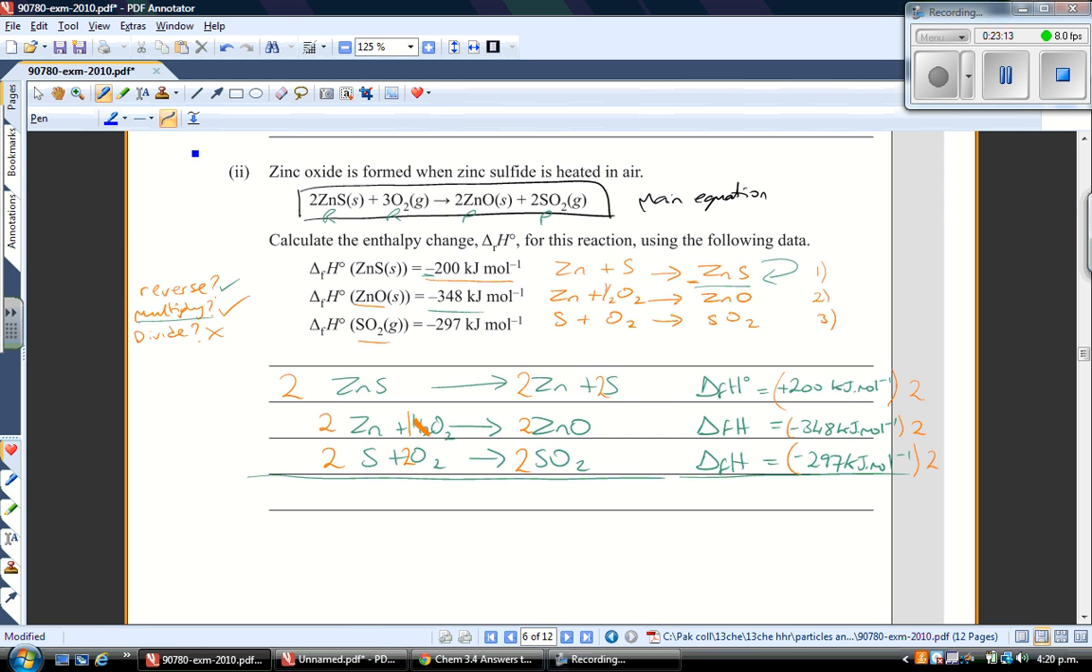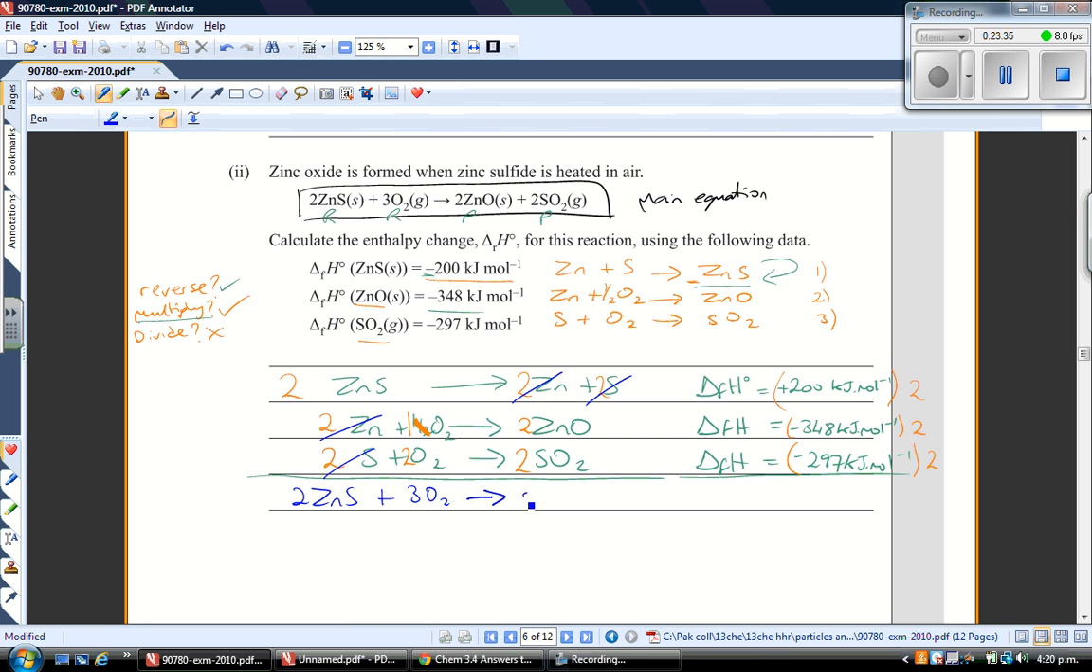we have 2 sulfurs, which will cancel with each other here. We have 3 oxygens, if we add those together. We have 2 zinc sulfides. Just keep throwing your eye back up at the main equation to check if you're on the right track. The zincs here will cancel with each other.